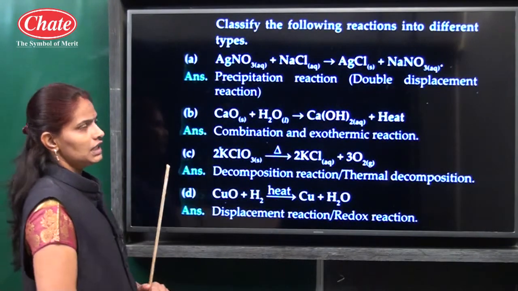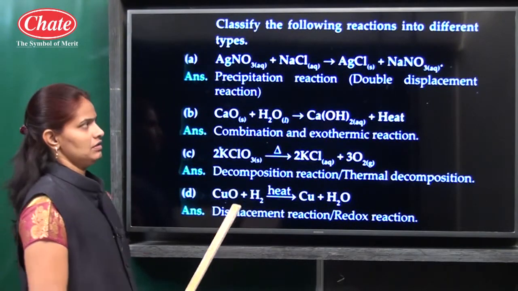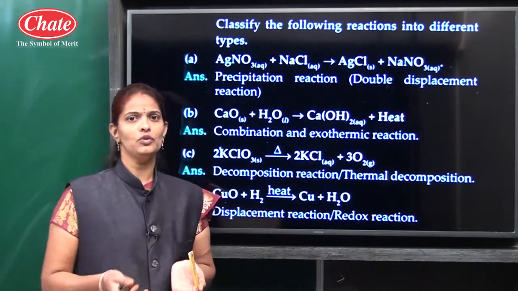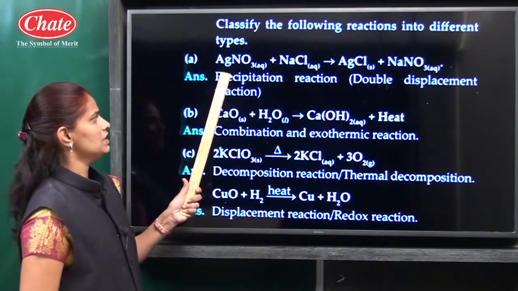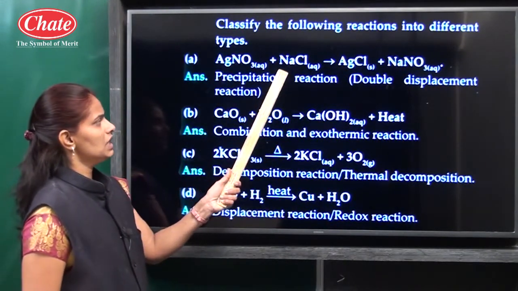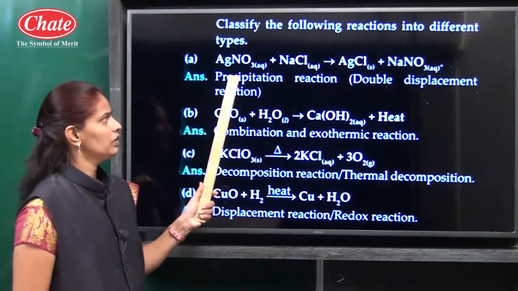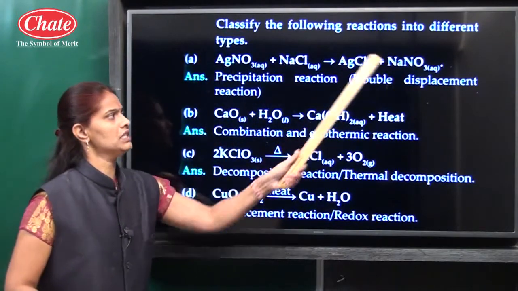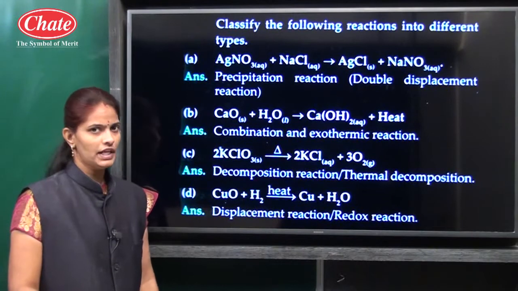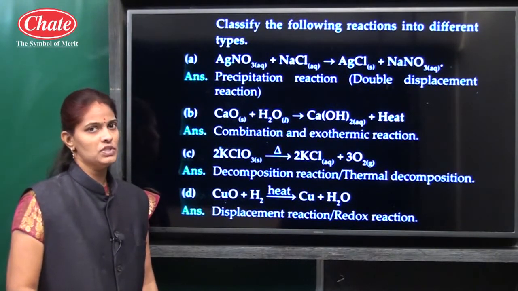Then another type of question here: classify the following reactions into different types. Here reactions are given and you have to only find out the type of chemical reaction. So the first reaction is AgNO3 plus NaCl gives AgCl plus NaNO3. Here two reactants are present and two new products are formed. So that type of reaction is called double displacement reaction or double decomposition reaction.